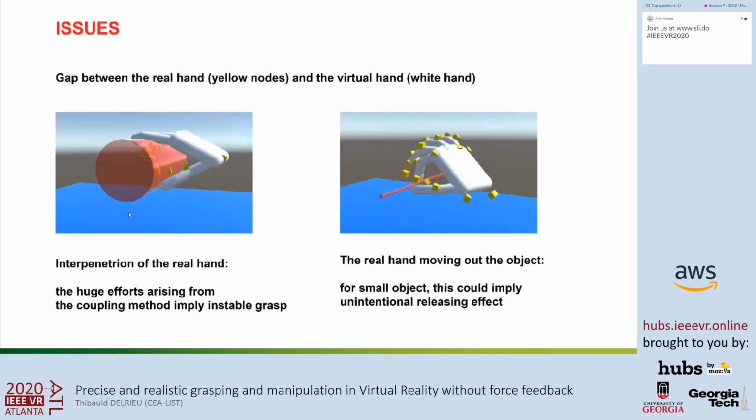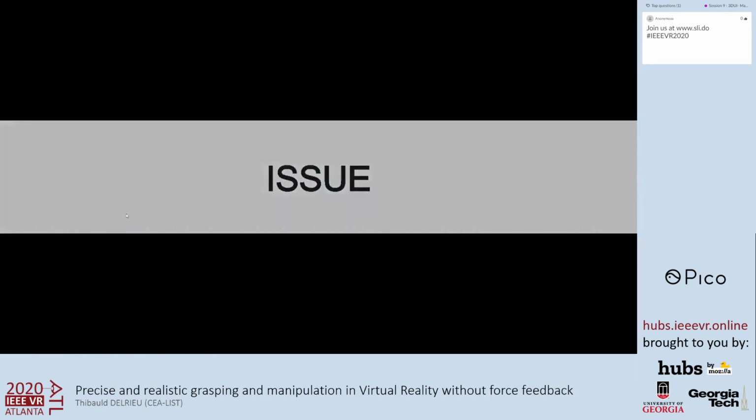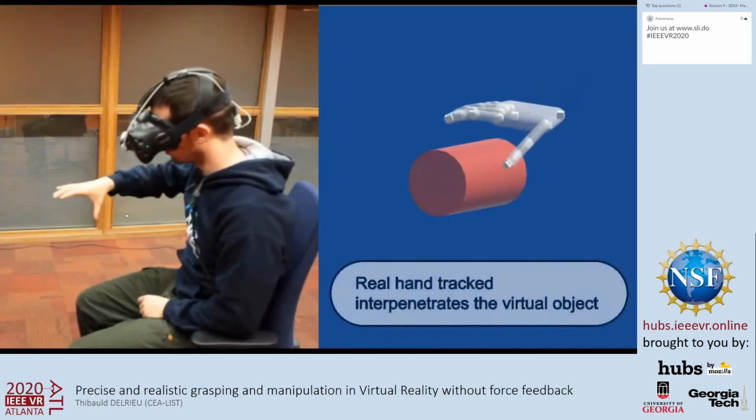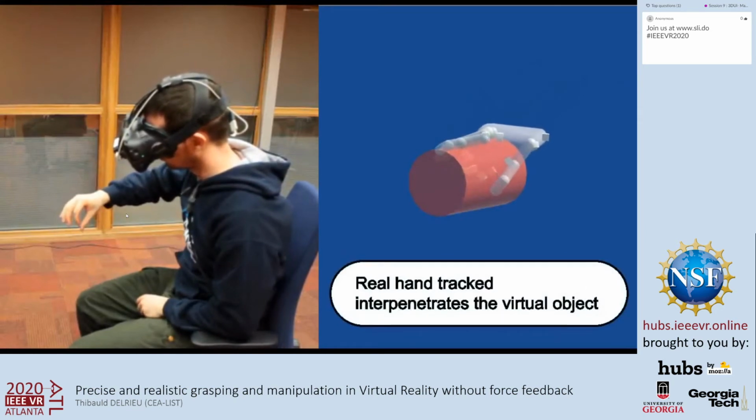So as we said before, this approach, the virtual coupling one, has several problems we have to solve. The first is the gap between the real hand and the virtual one, which is in our interaction with the environment. During the manipulation, the real hand could be in interpenetration for normal or just huge objects, but this could imply realizing effects for tiny objects. So we have to solve that. As we can see, we just illustrated this by this short video.